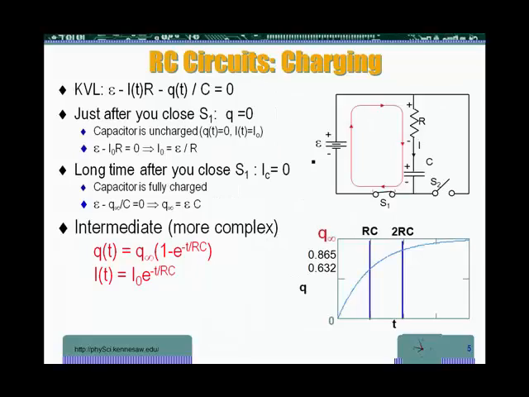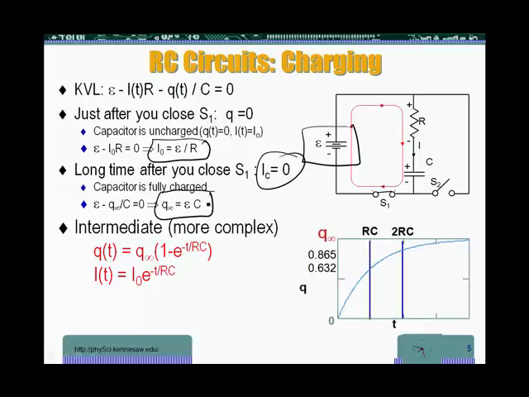Now, so that's what we said. At time t equals 0, the current is what we call I sub 0. It is the voltage of the source over the resistance of the circuit. A long time after we close the switch, current is 0. Then the charge of the capacitor is the voltage of the source times C.